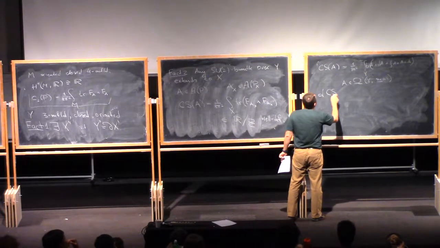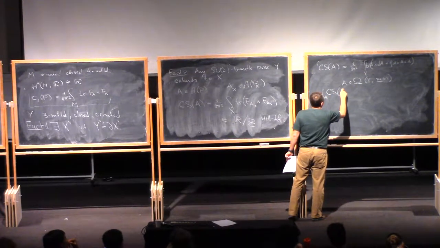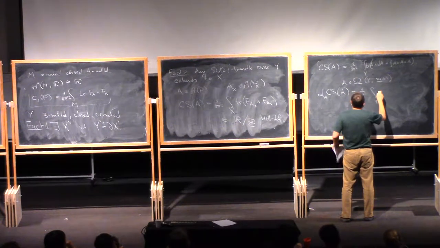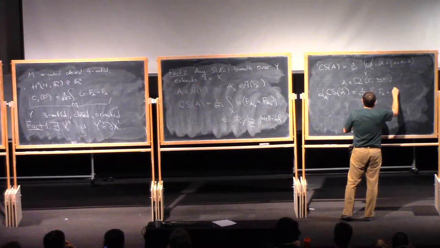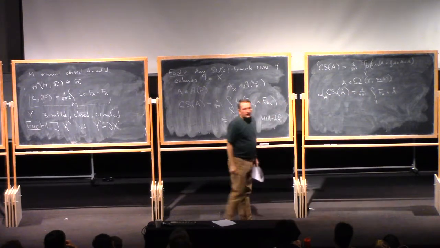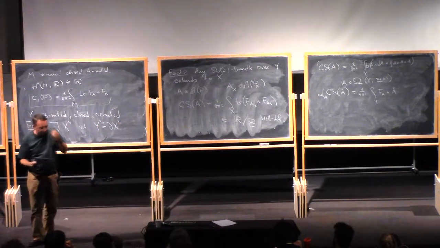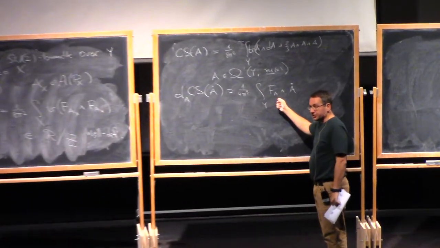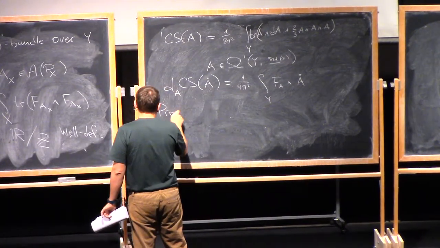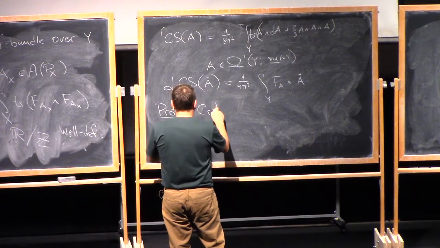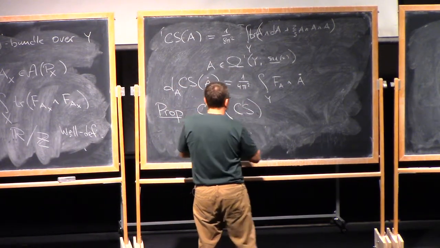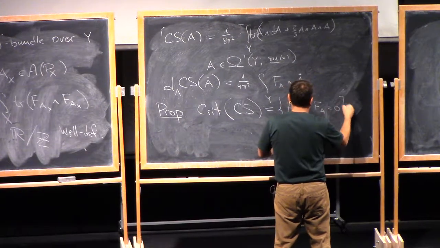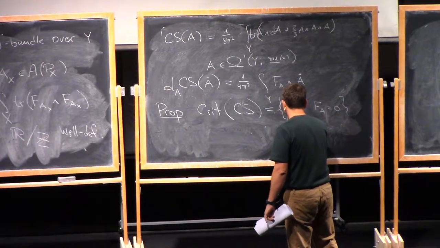So if I just compute, at the point A, A dot turns out to be 1 over 4 pi squared, the integral over Y of the trace of F_A wedge A dot. So from here we can see immediately that this function has critical points, and these points are where the curvature actually vanishes. Right? So what we have proved is the following proposition. The critical points of the Chern-Simons functional are those connections A where the curvature is zero. And such connections are called flat connections.